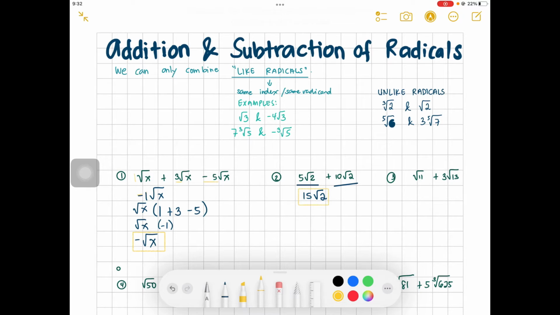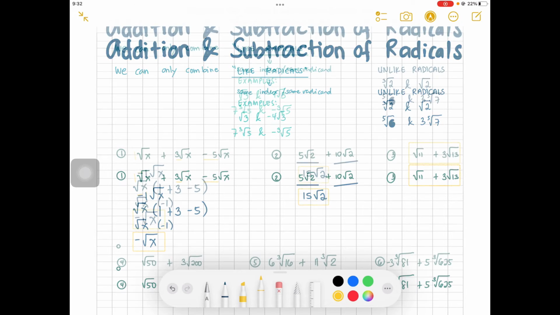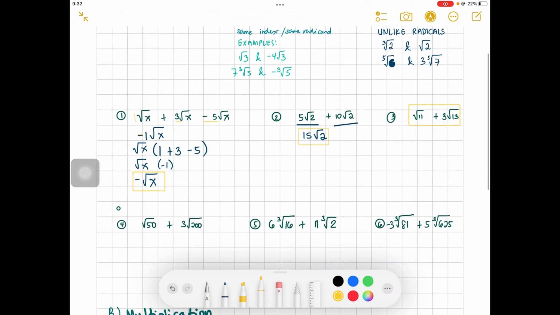Number 3. Square root of 11 plus 3 square root of 13. In this case, we can no longer simplify this. So the answer is as is. This is a simplified form. You can no longer add the two because they are unlike radicals. The question is, if you have unlike radicals, can you not simplify them further?